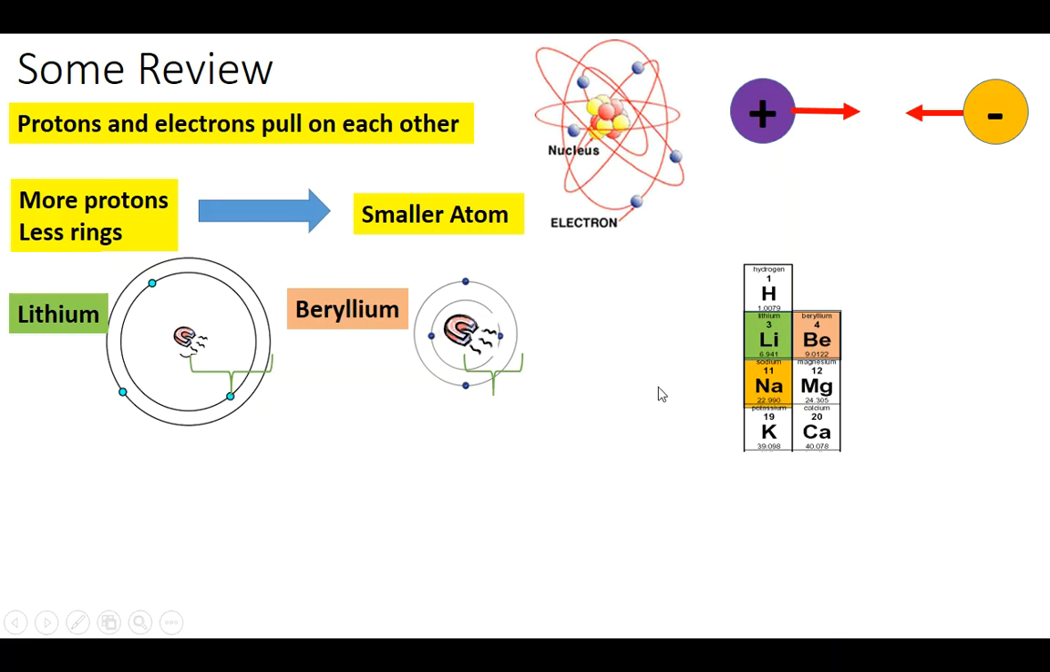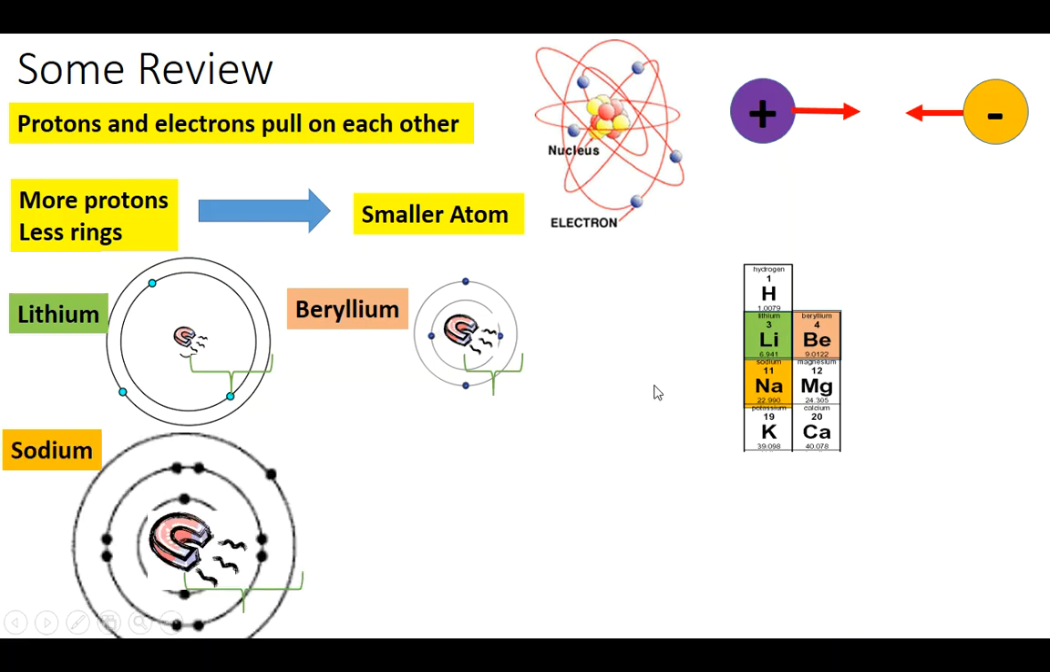Now let's talk about a column. If we go from lithium to sodium instead, sodium is quite a big element compared to lithium, even though it has a lot more protons. Sodium has 11 protons and lithium only has 3. So sodium's got quite a good magnet in the center of its atom.